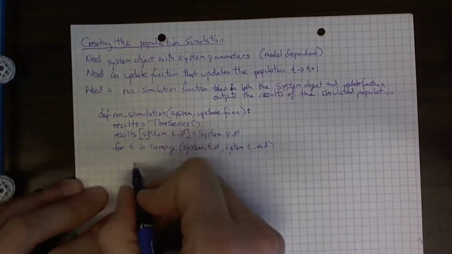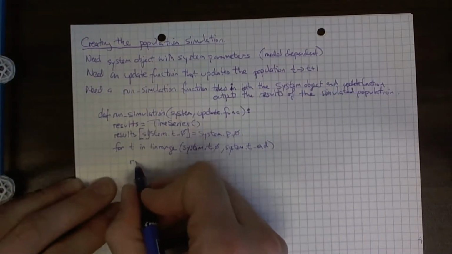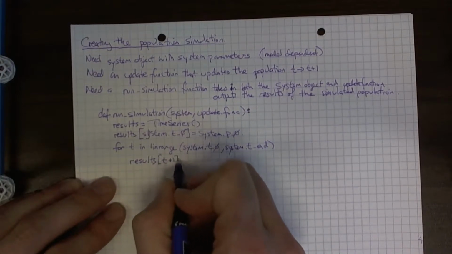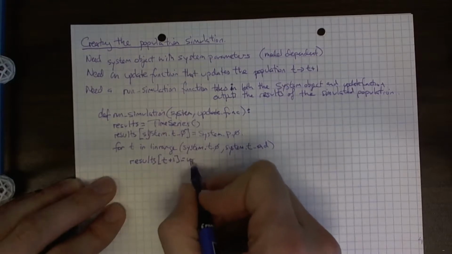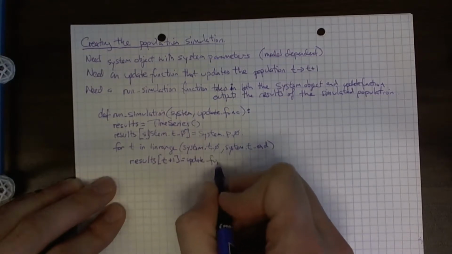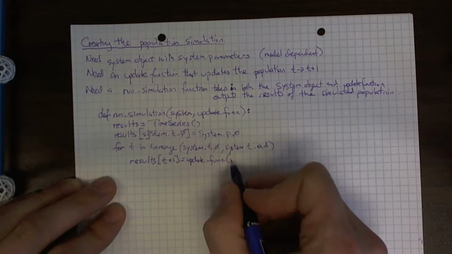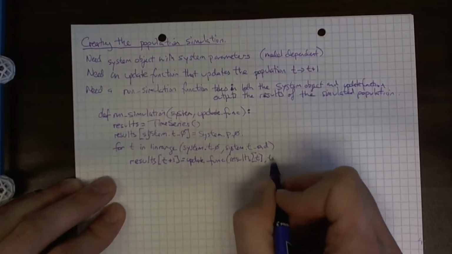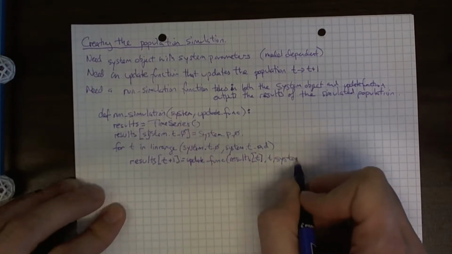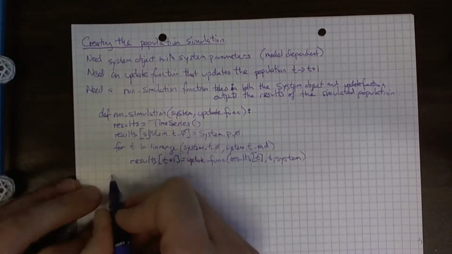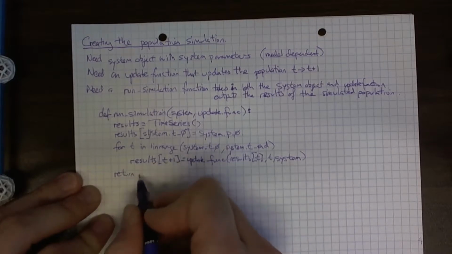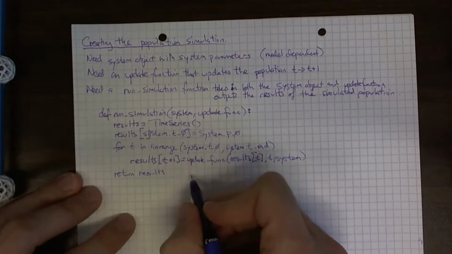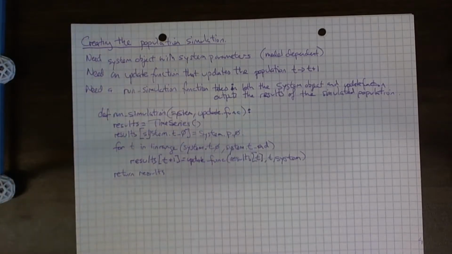We need to do the following. We need to run the update function and collect the information. Results of t plus 1 is going to be the update function of results of t, comma system. And then we're going to return the results. It's going to output the simulated population.